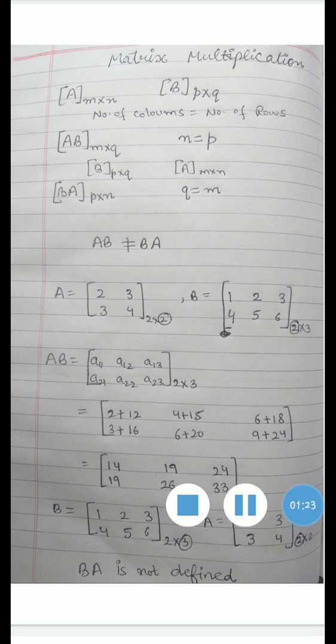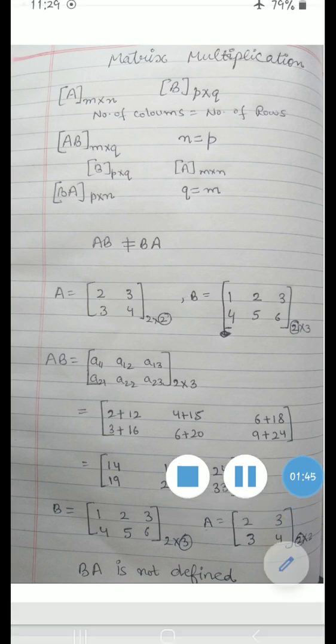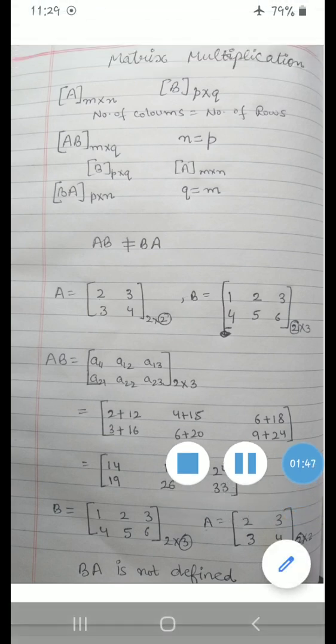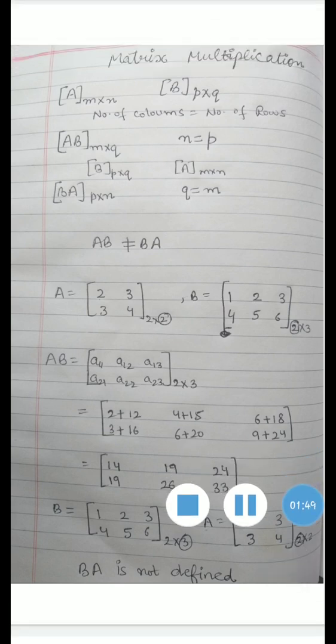For example, I have taken one example and I have also shown you how to multiply the two matrices. I have taken a matrix A, 2, 3, 3, 4, of order 2 by 2 and B, 1, 2, 3, 4, 5, 6, of order 2 by 3. So you can see that the number of columns in A is 2 and the number of rows in B is also 2. So I can multiply AB.